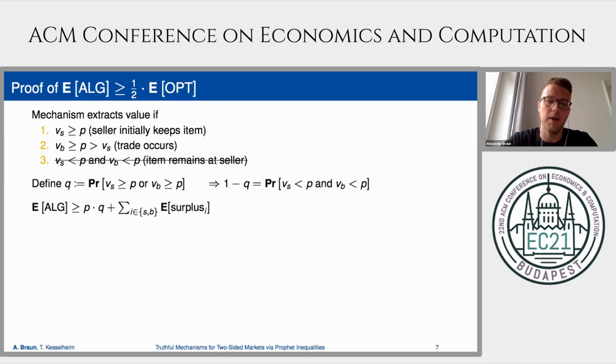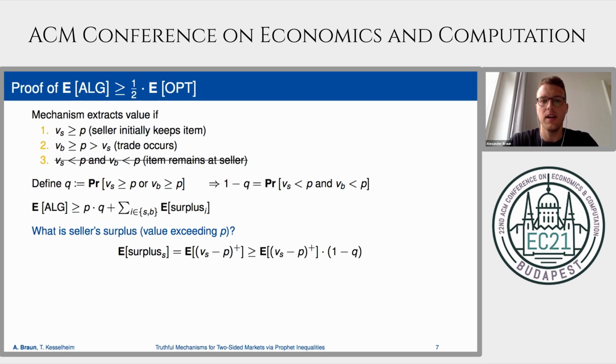So let's bound this for seller and buyer. What is the surplus of the seller? The seller has a value exceeding P, and hence keeps the item if this V_S minus P term is non-negative. By the superscript plus, I just mean the expression in brackets if it is positive, and it is 0 otherwise. Hence, the expected surplus of the seller is just the expression V_S minus P if it is non-negative. And we can get a feasible lower bound by just multiplying this with 1 minus Q in order to get a lower bound on this.